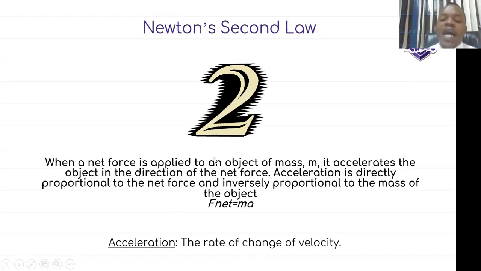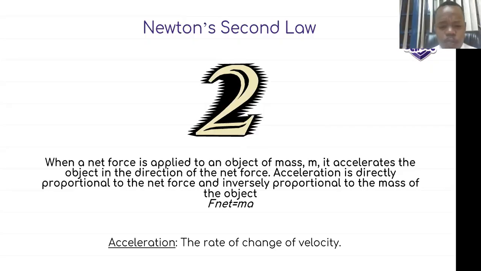Now, acceleration is directly proportional to the net force. This is the relationship between acceleration and net force. It means if the net force increases, then the acceleration is also going to increase. That's essentially what it means.